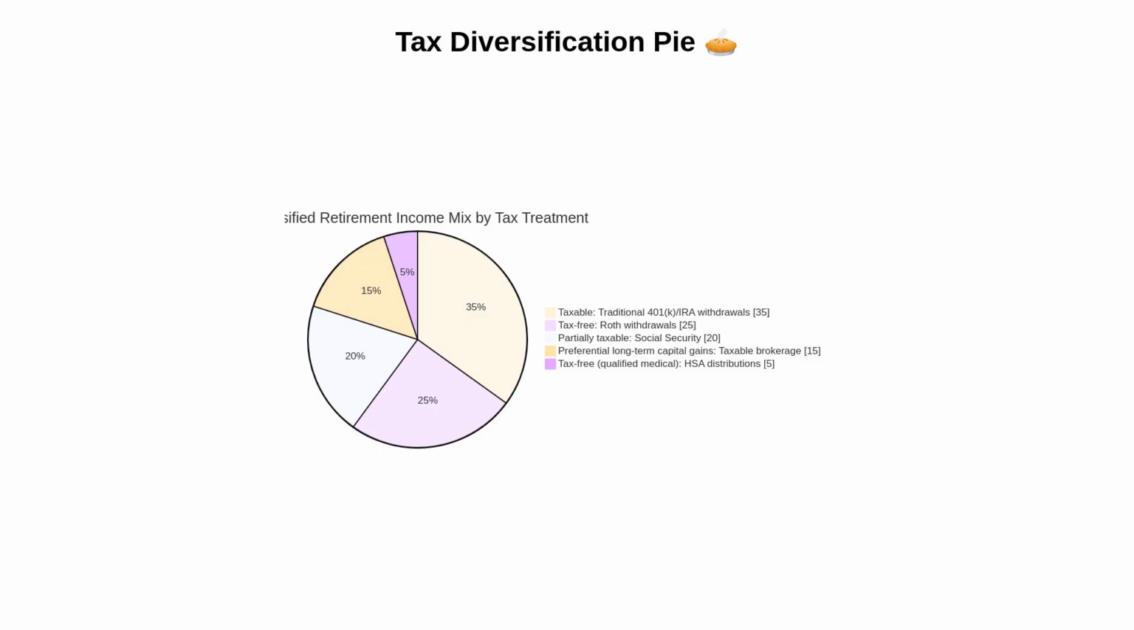A portion comes from traditional 401k or IRA withdrawals, which are taxable. Another slice represents Roth withdrawals, which are tax-free. Social Security benefits are often partially taxable depending on total income. A taxable brokerage account contributes long-term capital gains and qualified dividends, often at preferential rates. Finally, health savings account distributions for qualified expenses are tax-free. Holding multiple buckets can help you fine-tune withdrawals each year to manage your effective tax rate.